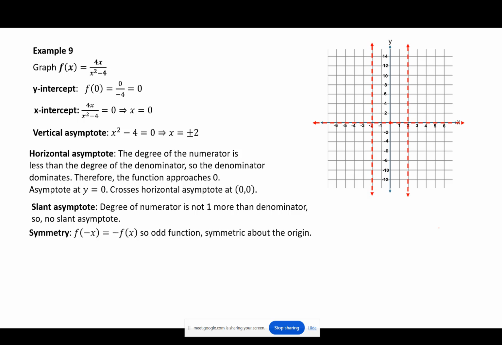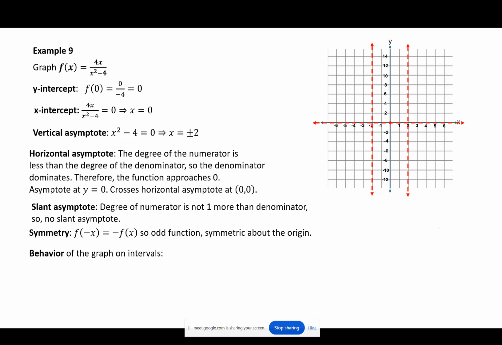And we can check for symmetry. F of negative x equals negative f of x, so it's an odd function, so it is symmetric about the origin. But f of negative x does not equal f of x, so it's not symmetric about the y-axis. I didn't put that, but okay, so let's see what the graph is doing on the intervals we have.